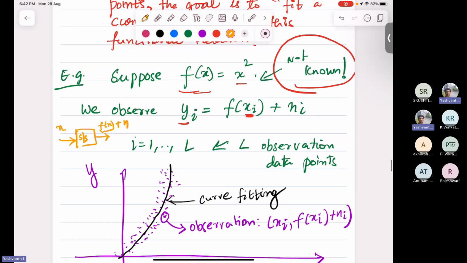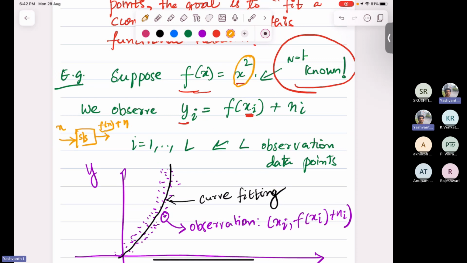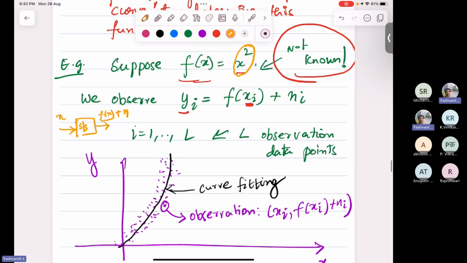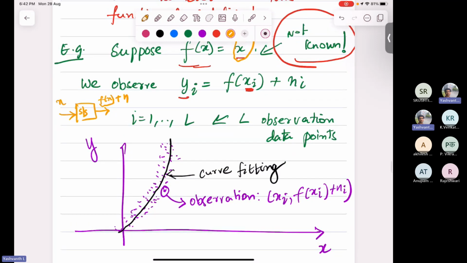For example, if f of x equal to x squared is the true function, then I need to somehow find that the system is applying a square to the input. That is the goal of regression: to find a fit between input and output, some curve that can approximate the input-output relationship of a given system. In general, I only get to observe a noisy system, because in any engineering application you cannot avoid noise, so you need to model the input-output relation as a noisy observation.